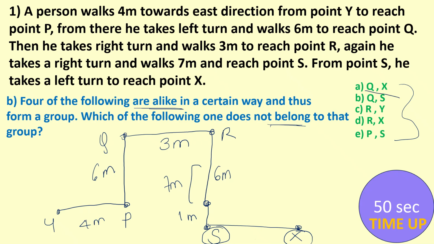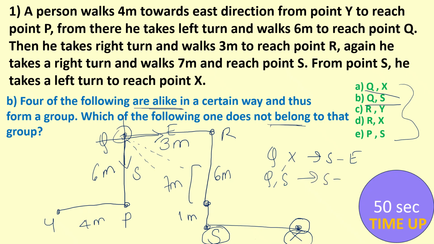Now QX is where? Q is here and X is here. If you see in which direction it is, this is north, this is south, this is east. So it is in the southeast direction. So QX is in the southeast direction. Next, QS. Q is here, S is here, so QS is also in the southeast direction.